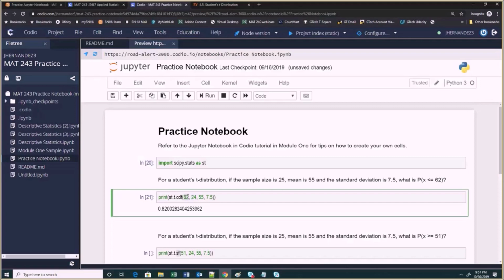So 24, which is the degrees of freedom, is the second input. The first input, just like before, is the critical score. The second is the degrees of freedom. Third is the mean, and then the last input is the standard deviation.